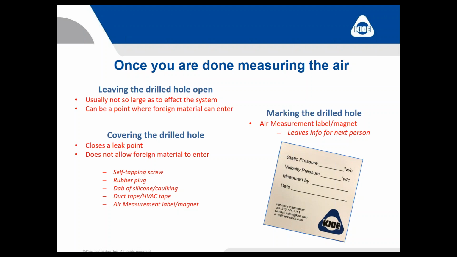That can be a self-tapping screw. It can be a rubber plug, a dab of silicone, some duct tape, some HVAC tape, or an air measurement label. At Kice, we have these magnetic labels that have static pressure, velocity pressure, measured by, and date on it. So you can write that information, cover that hole, and if it's aluminum or stainless, it may not stick, but you can tape it on nearby so the next person knows, hey, we measured this at this date. This is what we measured. Let's try to get back to that.